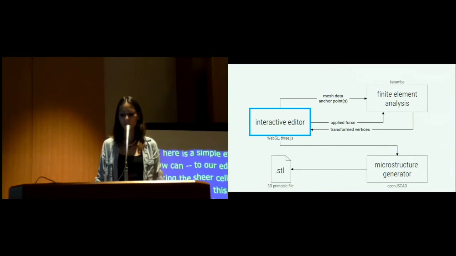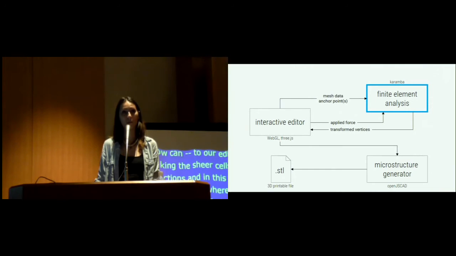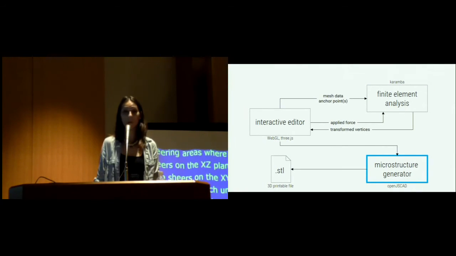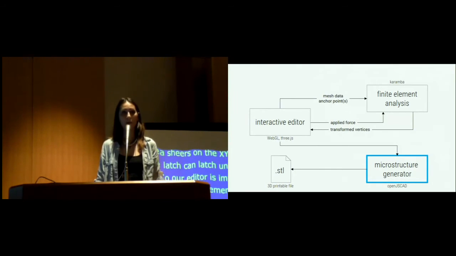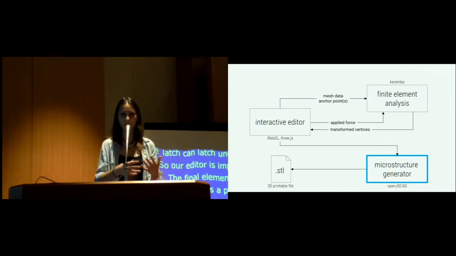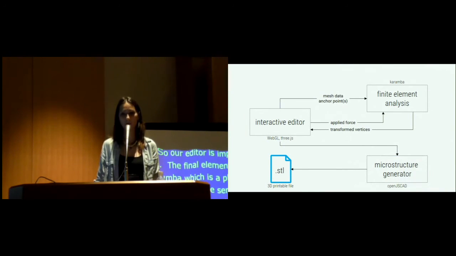So our editor is implemented using WebGL and Three.js. For the finite element analysis, we use Karamba, which is a plugin for Grasshopper. So we send the mesh data and the anchor points and the force to Karamba and get the transformed vertices back. Then when you're done, you can export the structure. So we use OpenJSCAD to generate all the beams and all these little structures in there, and render it back to you in an STL file.